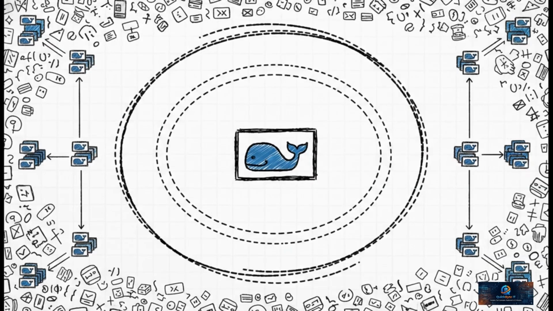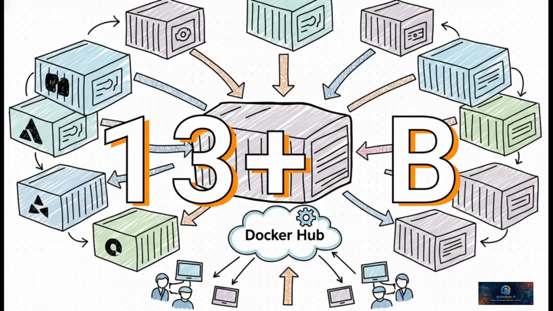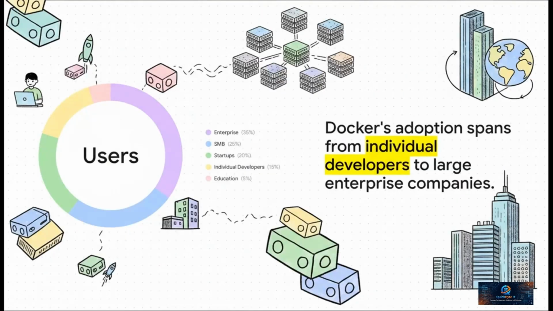And believe it or not, this simple process has had a massive impact on the whole industry. Just how massive? Well, more than 15 million developers are now using Docker to build their applications. And get this, over 13 billion container images are downloaded from Docker Hub every single month. And it's not just one type of user. It's everyone from individual developers to huge enterprise companies.